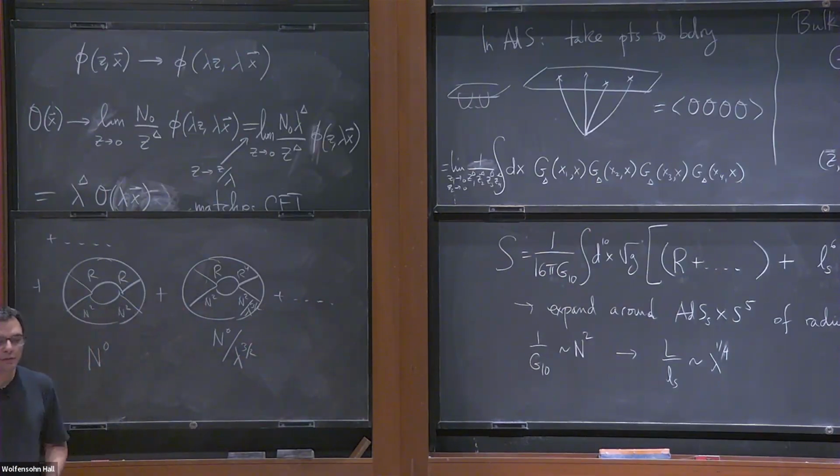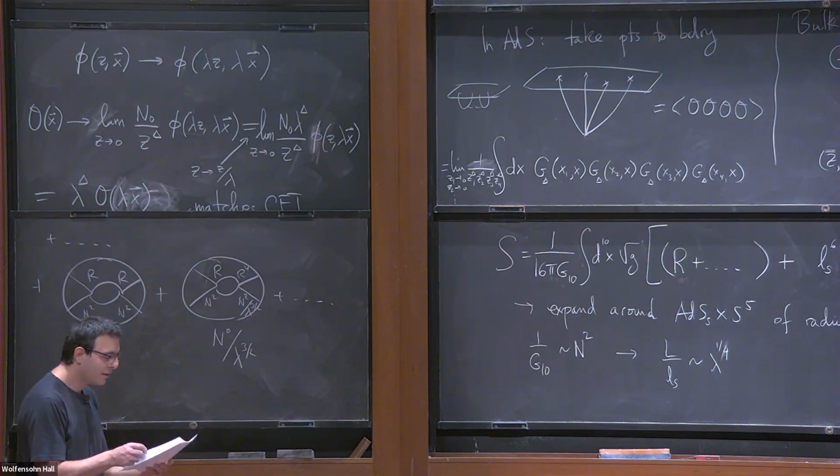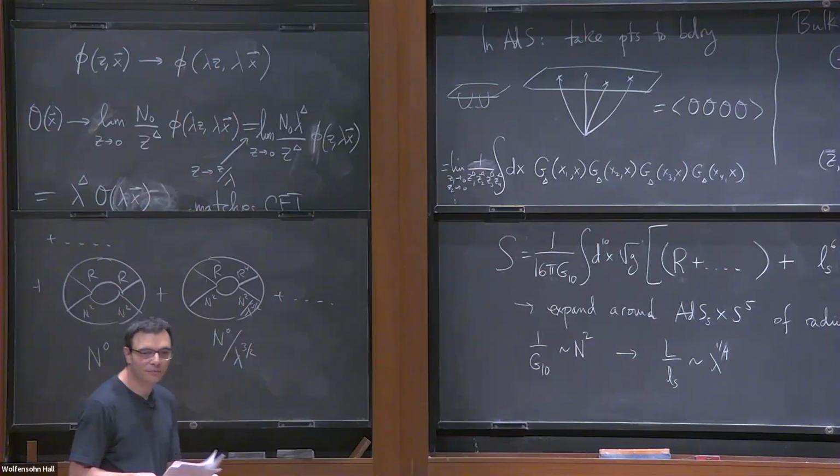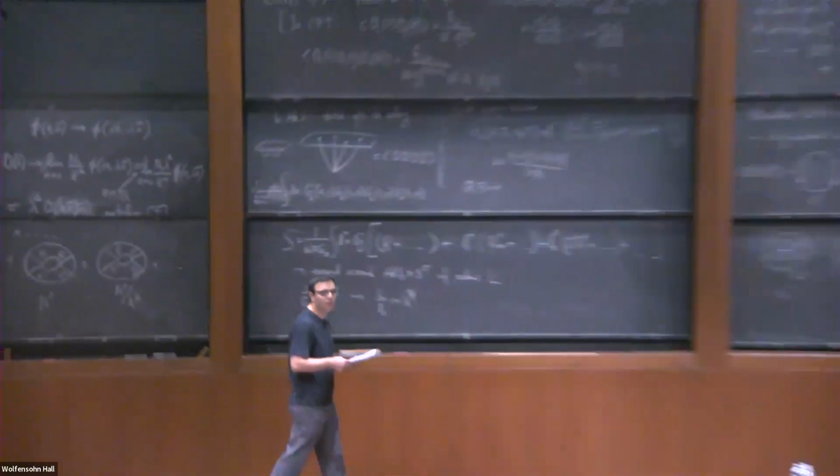So tree level diagrams scale like n squared. One loop diagrams scale like n to the 0, and then there are various powers of lambda depending on what the vertices are. Two loops scale like 1 over n squared with various powers of lambda depending on what the vertices are. Three loops is 1 over n to the 4th, and so on. So next time we'll see the structure from a field theory computation. So I guess, see you Thursday.